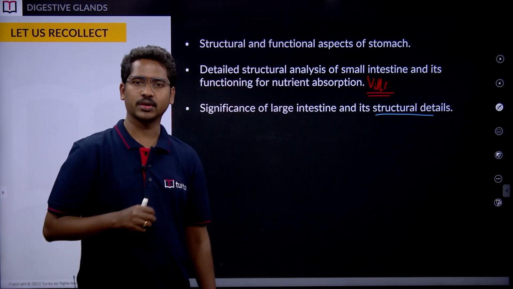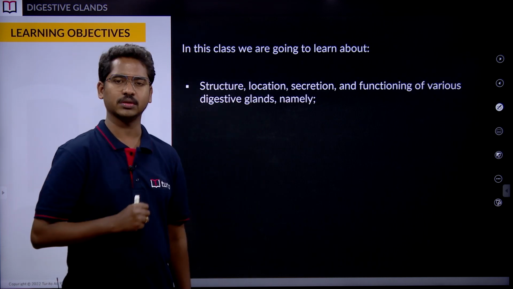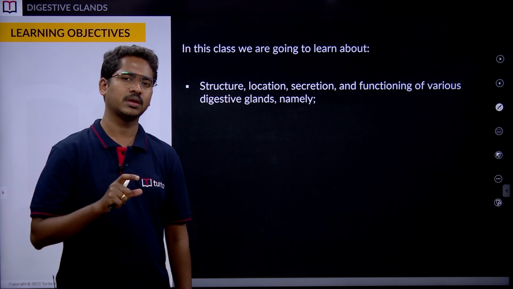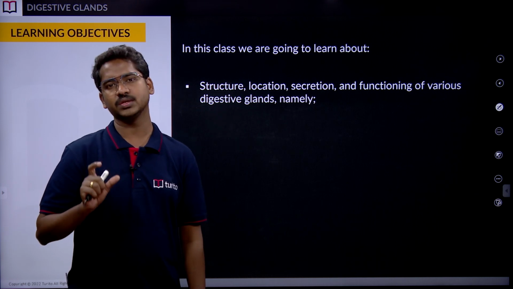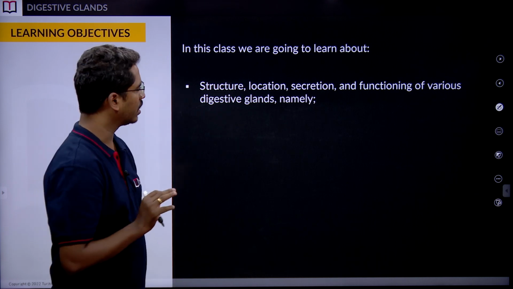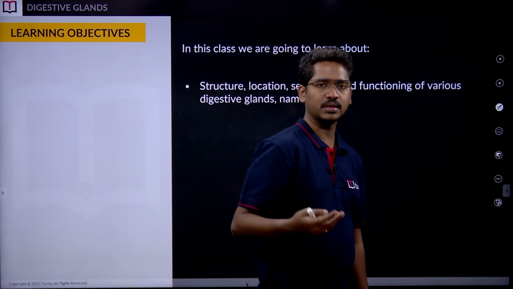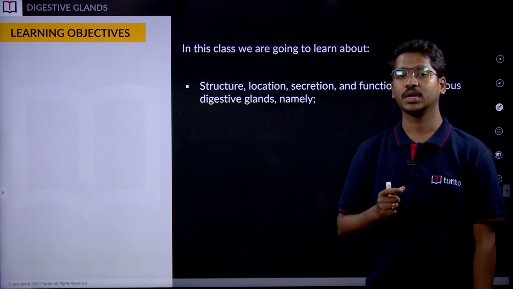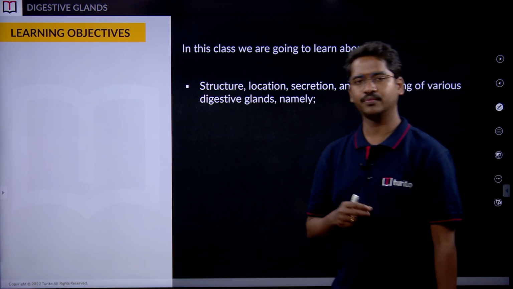Now, in this current session, we will be looking into these objectives. We will be looking into the actual digestive glands. These digestive glands are involved in secreting the chemicals or enzymes needed for digesting the food components.